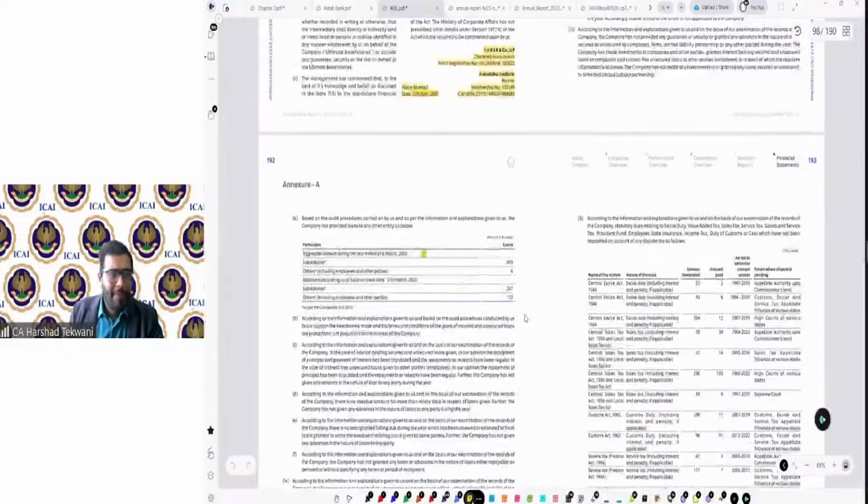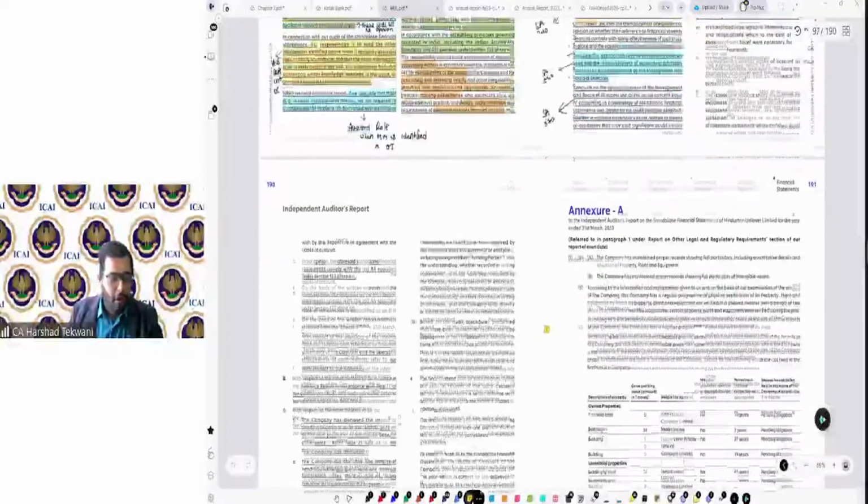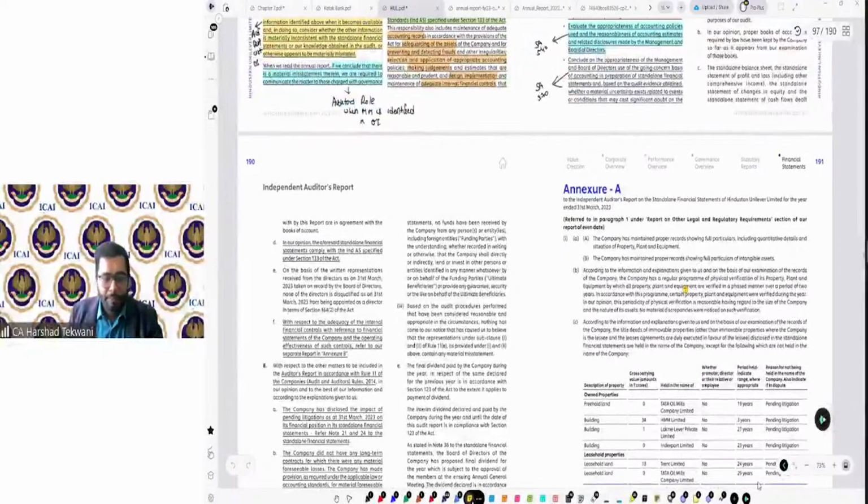So this is the publicly available data. It's not confidential data, it's a publicly available annual report.